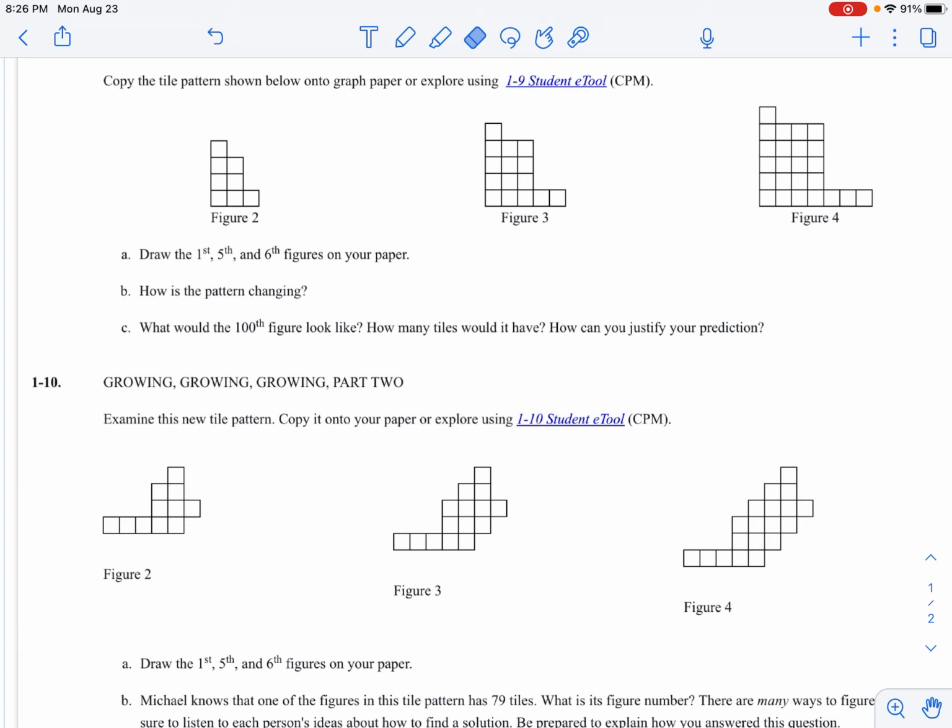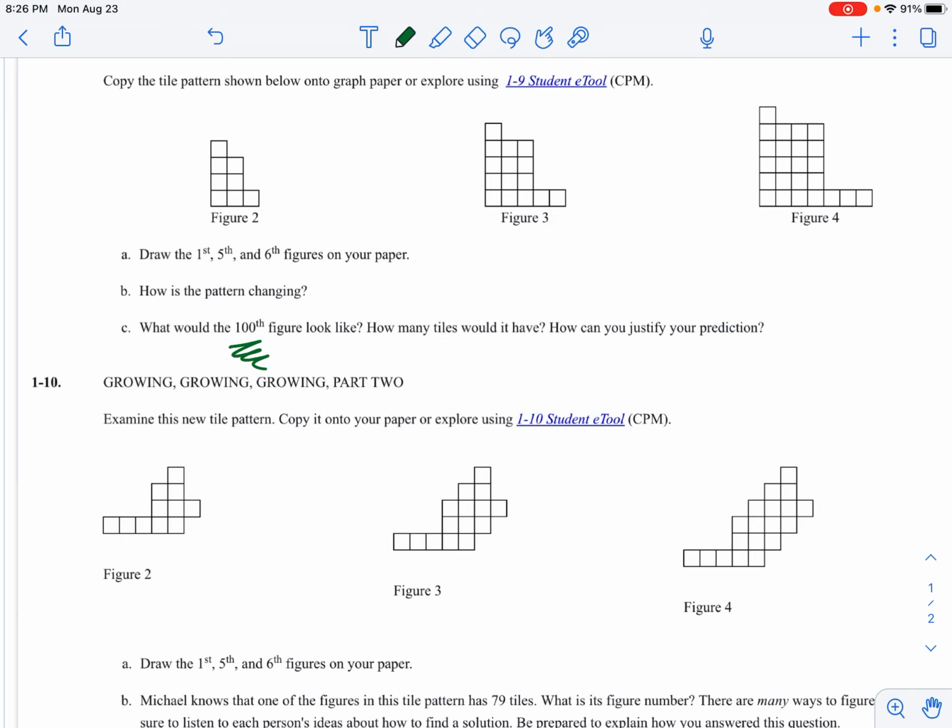And then how is the pattern changing? That's just kind of like a description. How do you go from figure 2 to figure 3? And then this is the biggest, most amazing one. If you can get this figured out right here, 100th figure. If you're able to understand this pattern so well that you can know what the 100th figure looks like, you're going to be in great shape.